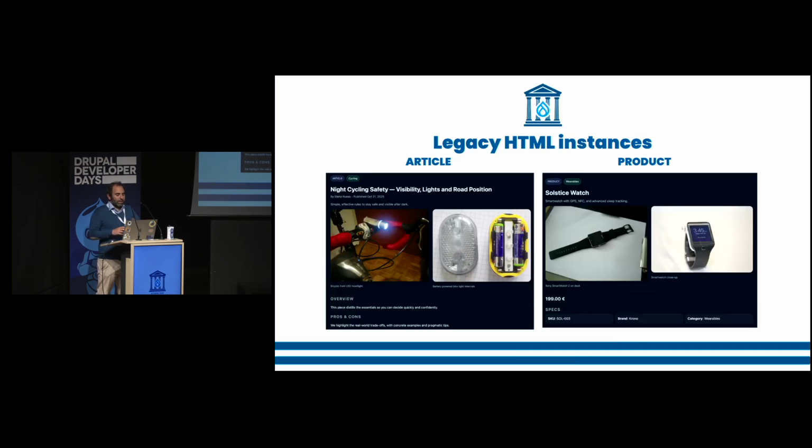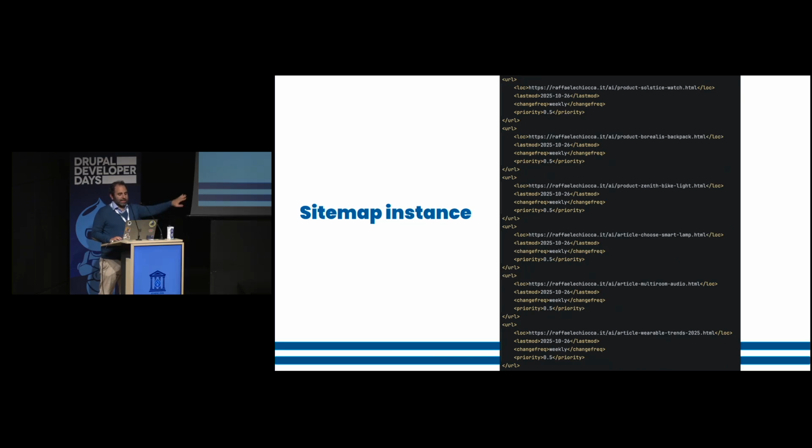That's the second demo time. Here we can find two instances of a sample legacy HTML file. On the left, we have a legacy article with some badges, an author, two illustrative images, and an overview text. On the right, you can find a simple product, which is similar, but the product has an SKU, a brand, and other fields. This is the sitemap instance that we're using for this demo. It has five products and five articles, a very simple sitemap. And demo time.